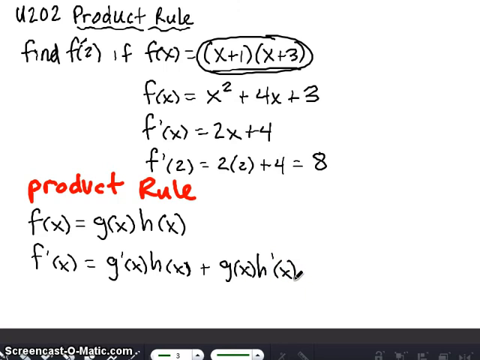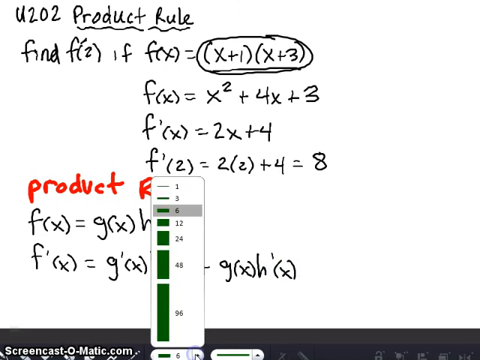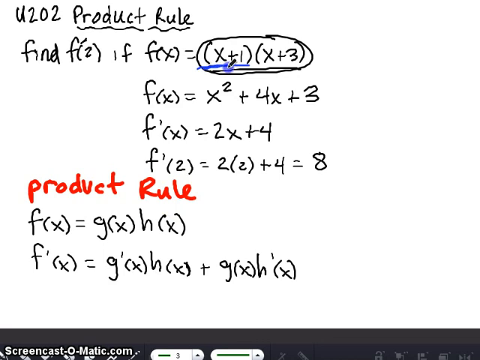So in the case of the problem we have up here, we can think about x plus 1 as g of x, and we can think of x plus 3 as h of x. So instead of having to go through and distribute, we can just go ahead and take the derivatives of each piece and multiply together like we have here.